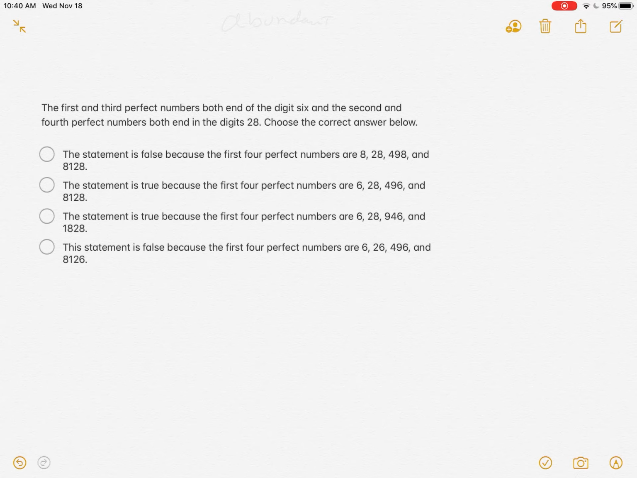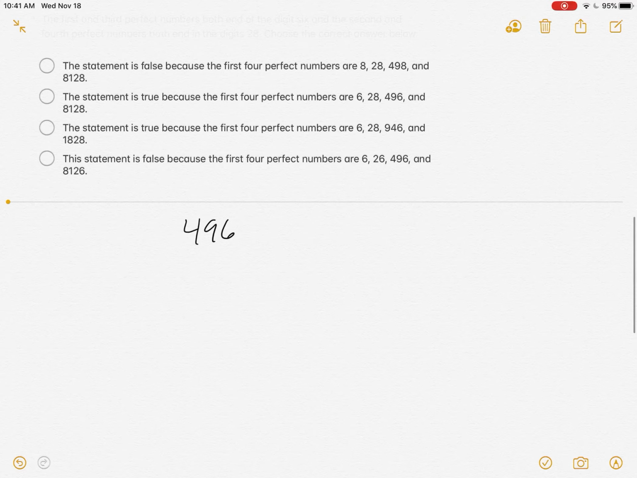The only thing that they differ in is the 496 and the 946. So let's try 496. It's the smaller of the two. If 496 is perfect, then we know it's option B. If 496 is not perfect, then we know it's option C. So 496, this is why I thought it might be hard. I don't think we have to try the big numbers, because if we can tell a difference between 496 and 946, then we have it.